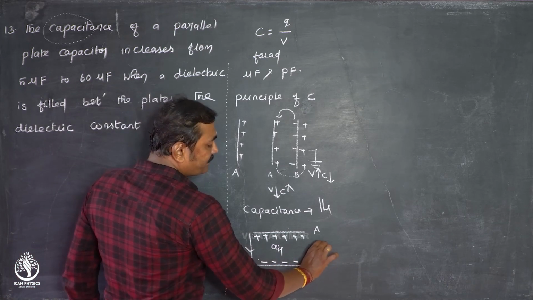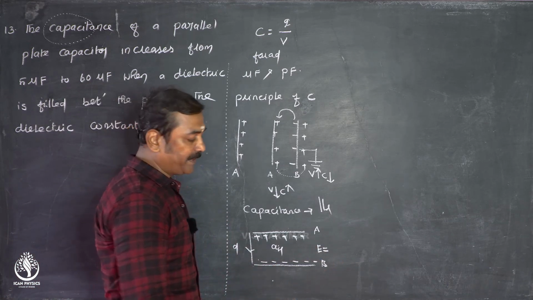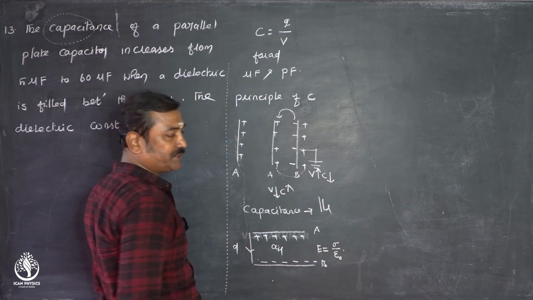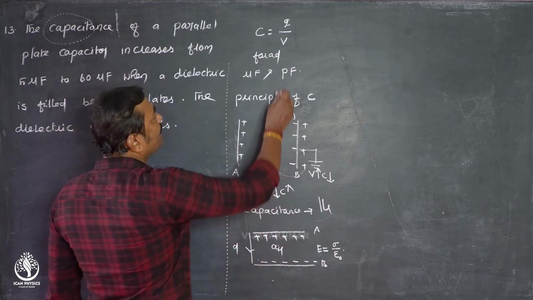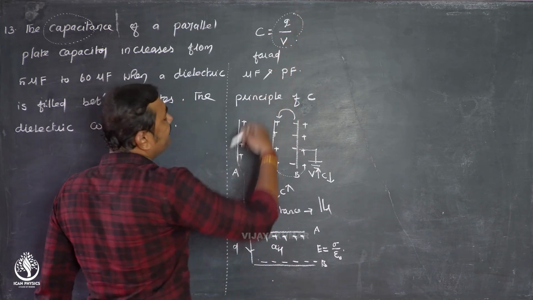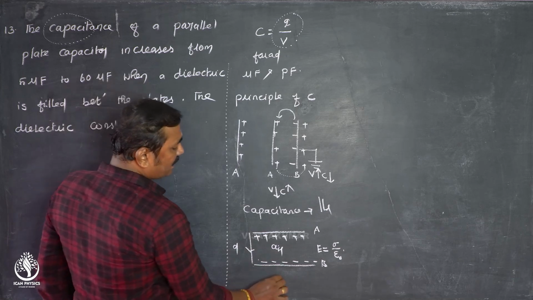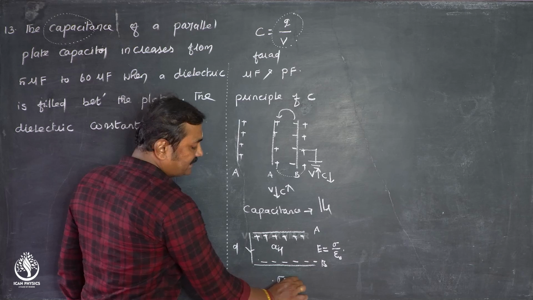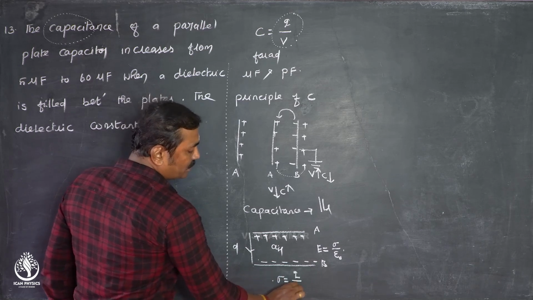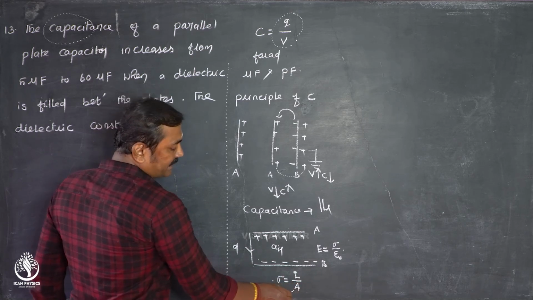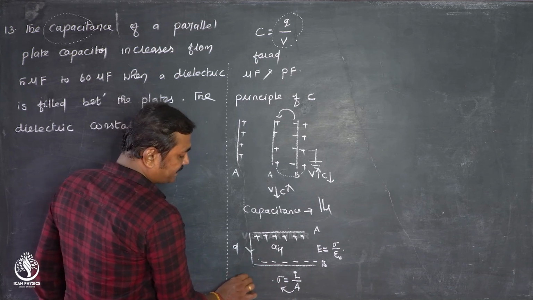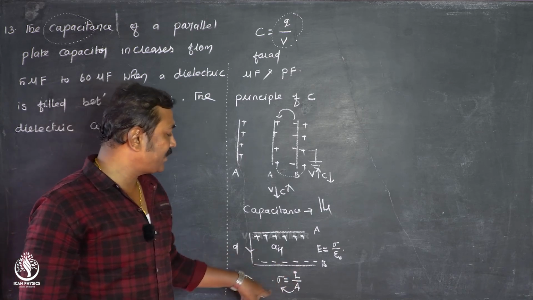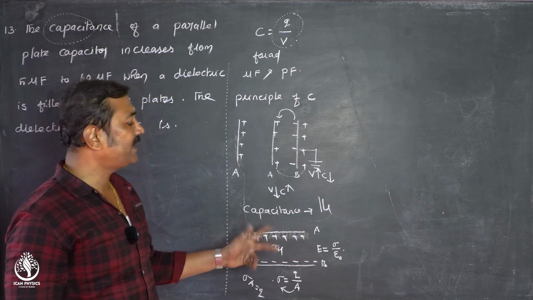Now the electric field between the two plates is sigma by epsilon 0. So what is the formula we are having? C equal to Q by V. So how can we calculate Q? Surface charge density is defined as the ratio of charge to unit area. So the division by A comes to this side as multiplication by A, so sigma A equal to Q. So we have Q, we have E. So what is the relation?